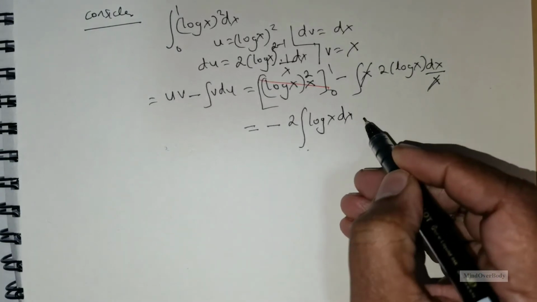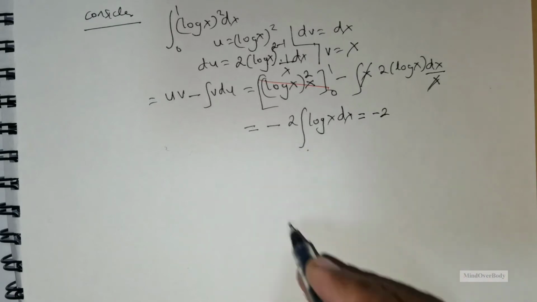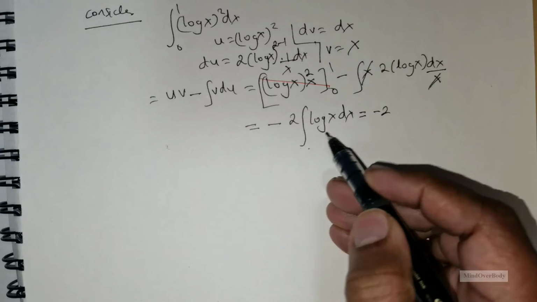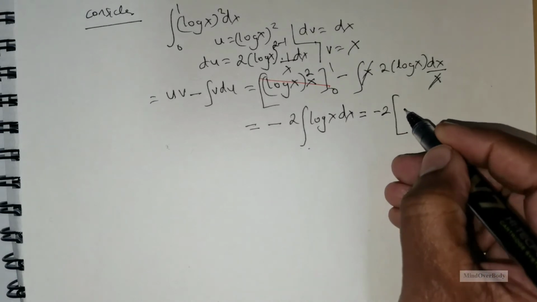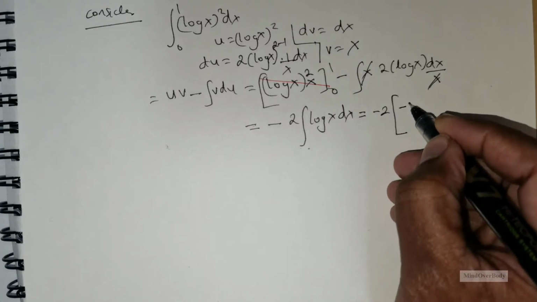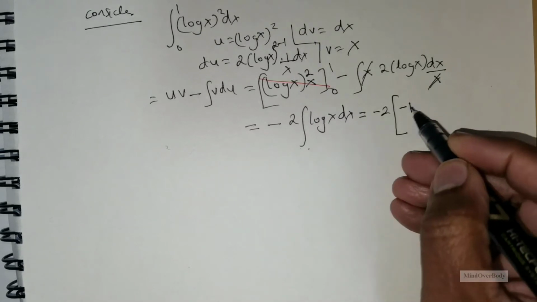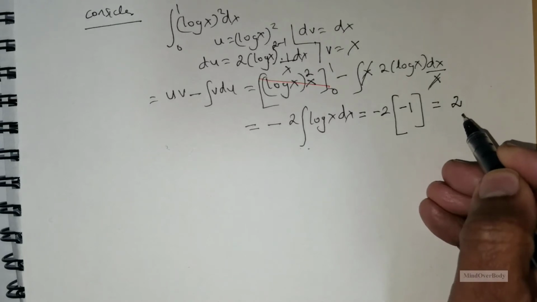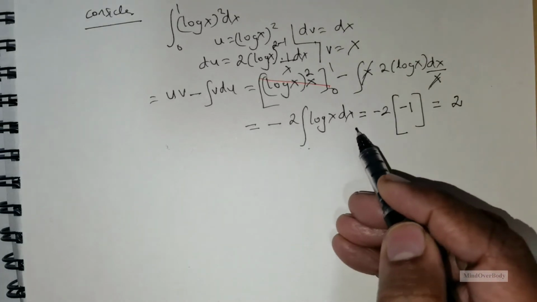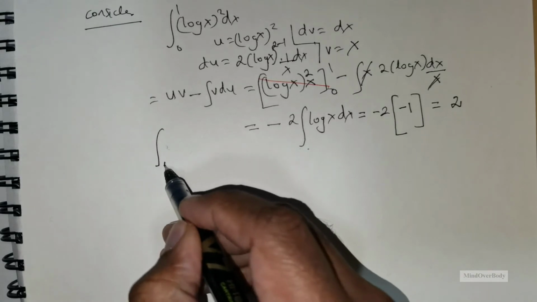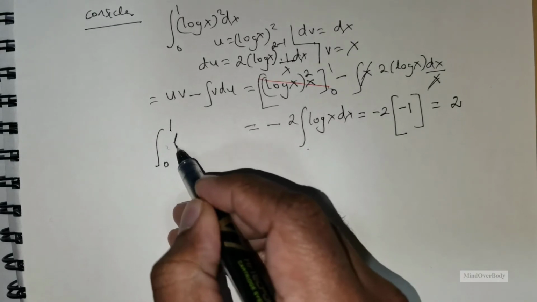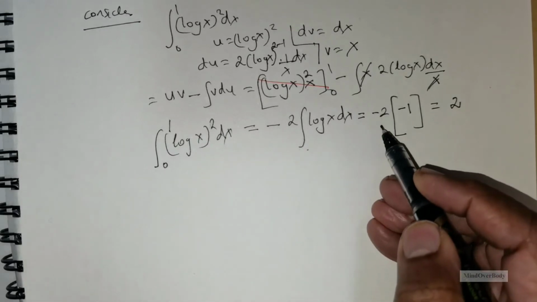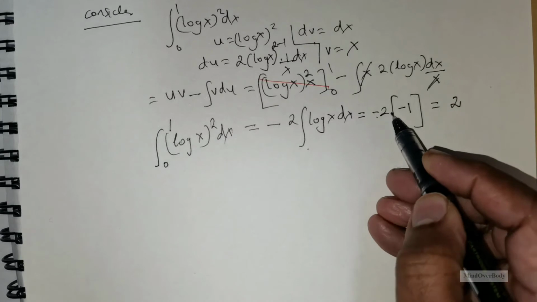So this is going to be equal to negative 2 times integral of log x times dx. Now this can be rewritten using the above result that we have got. When we integrated this, the result landed as negative 1, so that's going to be equal to positive 2. So the most important aspect that you have to know is that when I integrate 0 to 1 of (log x) raised to the power 2 times dx, I get an outcome of negative 2 times negative 1.